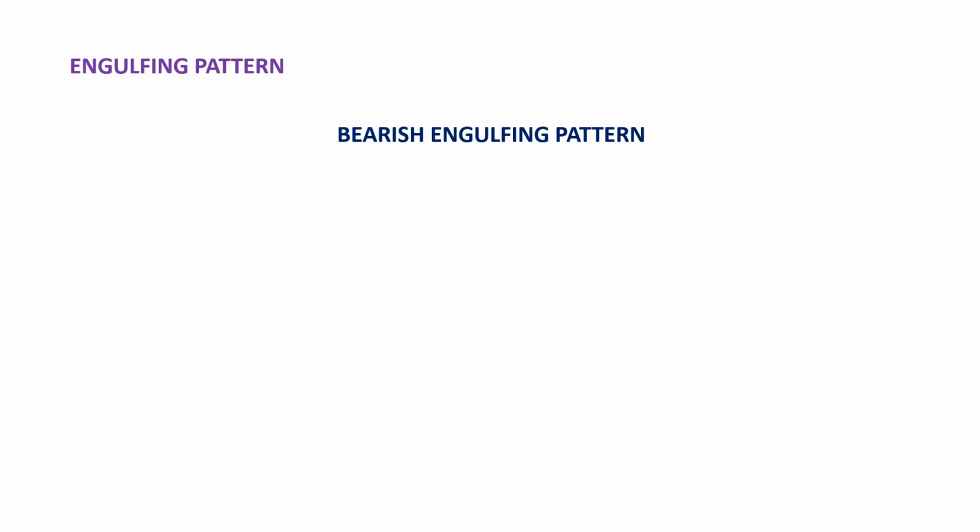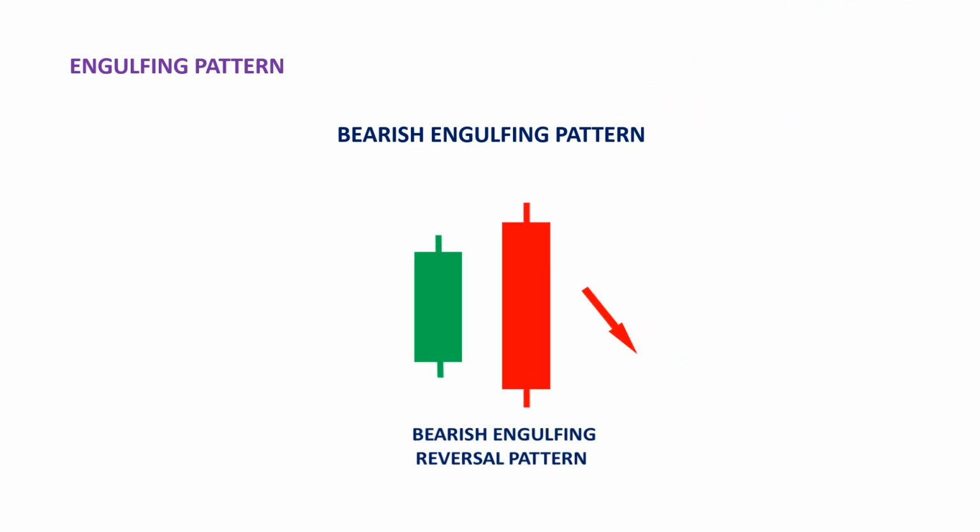Bearish engulfing pattern. In this graph, the bearish engulfing pattern also consists of two candles. The first candle is a small bullish candle, and the second candle is a large bearish candle that completely engulfs the body of the first candle.